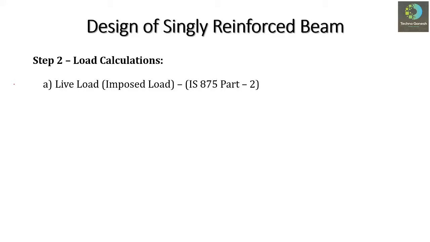It is also referred as imposed load, and which can be obtained from IS 875 part 2. Then we have to calculate the dead load. Dead load is the self weight of the beam, or sometimes this dead load will be the self weight of the walls which are to be supported by the beam.